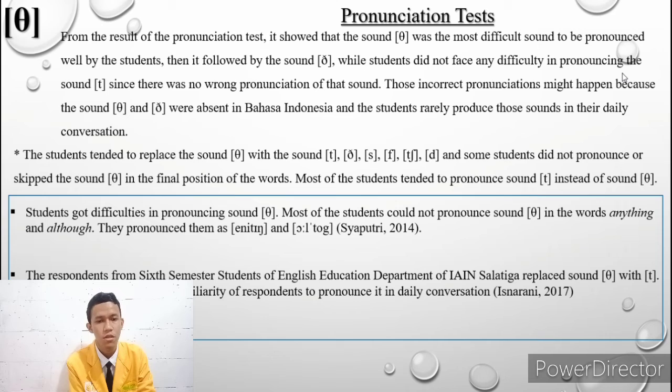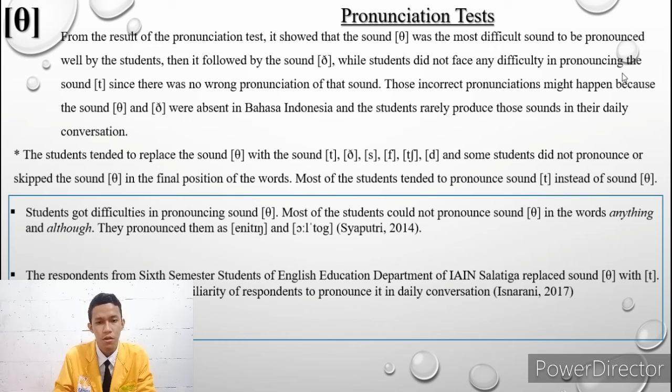Some previous studies also found that the absence of certain sounds in the students' mother tongue may cause a problem for them. The students tend to replace the sound th with sound t, th, s, f, ch, t, and some students did not pronounce or skipped sound th in the final position of the word. Most of the students tend to pronounce sound t instead of sound th. The findings are related to research done by Shabutri 2014, who found that students had difficulties in pronouncing sound th. Most of the students could not pronounce sound th in the words anything and although. They pronounced them as anything and although.